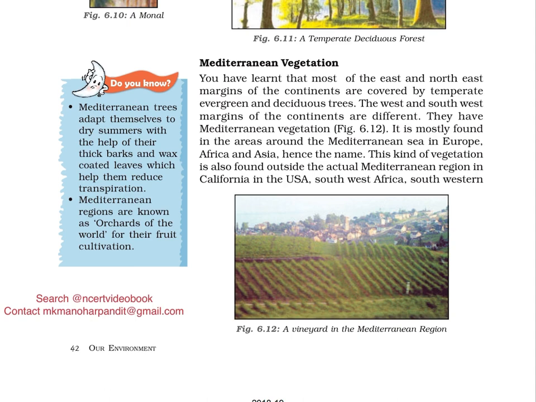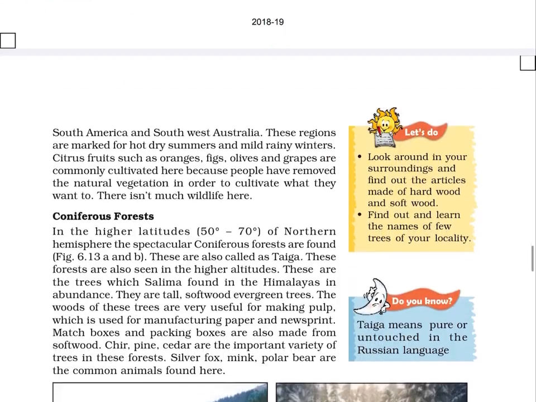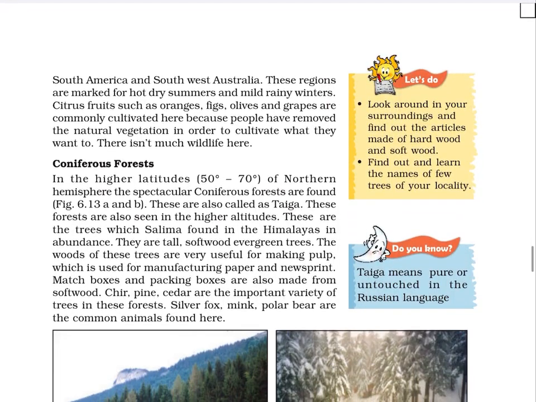It is mostly found in the areas around the Mediterranean Sea in Europe, Africa, and Asia, hence the name. This kind of vegetation is also found outside the actual Mediterranean region in California in the USA, Southwest Africa, southwestern South America, and Southwest Australia.